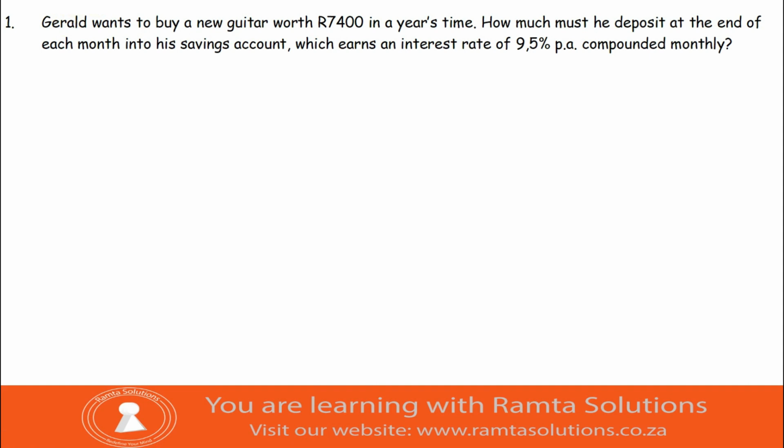The first example says Gerald wants to buy a guitar worth 7,400 rands in a year's time. How much must he deposit at the end of each month into his savings account, which earns an interest of 9.5% per annum compounded monthly? We know they said in a year's time, this is the interest, and this is how much he wants at the end of the year.